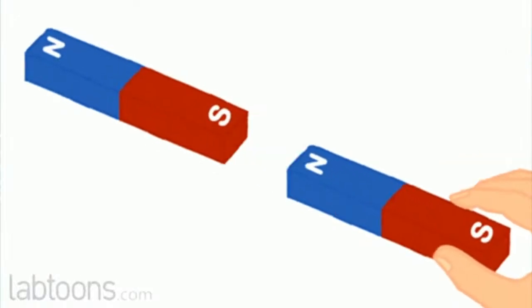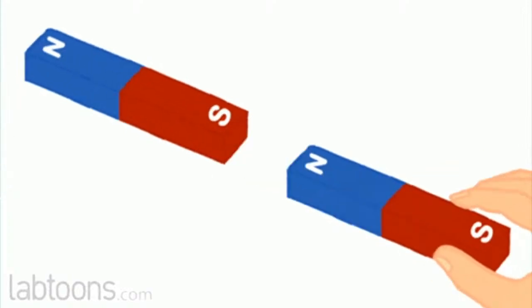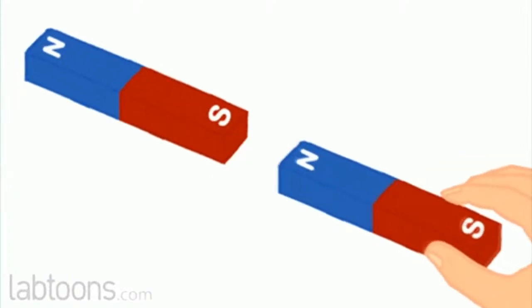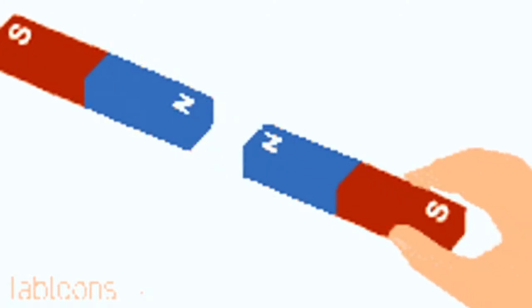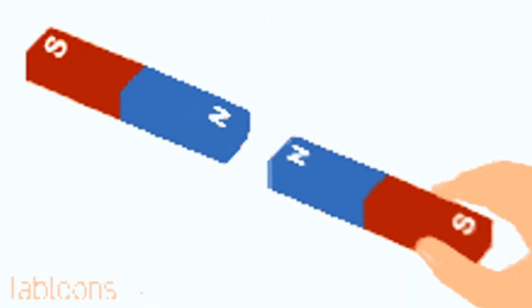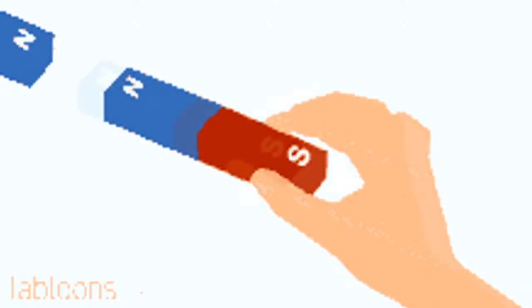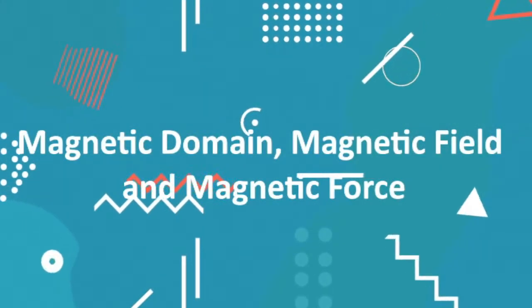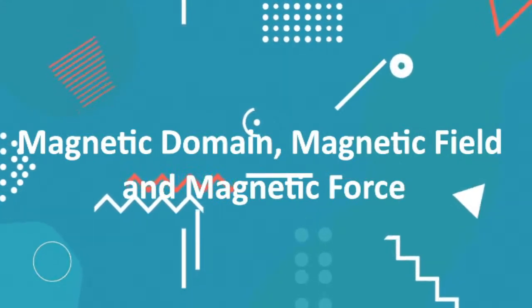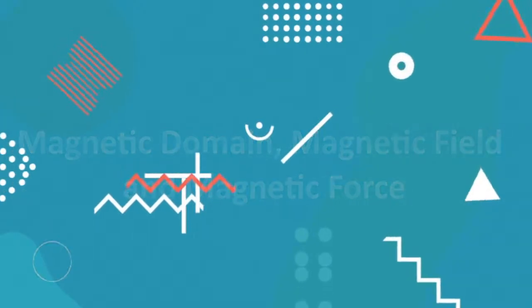When you place the north pole of one magnet near the south pole of another magnet, they are attracted to one another. When you place like poles of two magnets near each other, such as north to north or south to south, they will repel each other. After knowing the rules of magnets, let's talk about magnetic domain, magnetic field, and magnetic force.